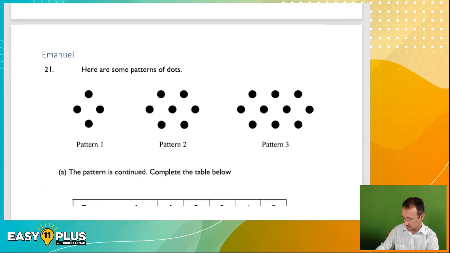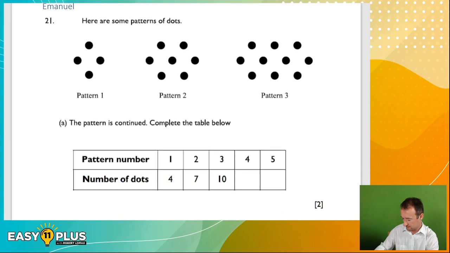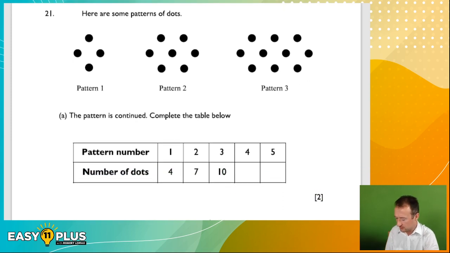Here are some patterns of dots. I'll make this a bit smaller so you can see it clearly. The pattern is continued. You can complete the table below. Now we could just plunge into the table, but if they're going to give you pictures like this, it's worth spending a little bit of time to understand them properly.